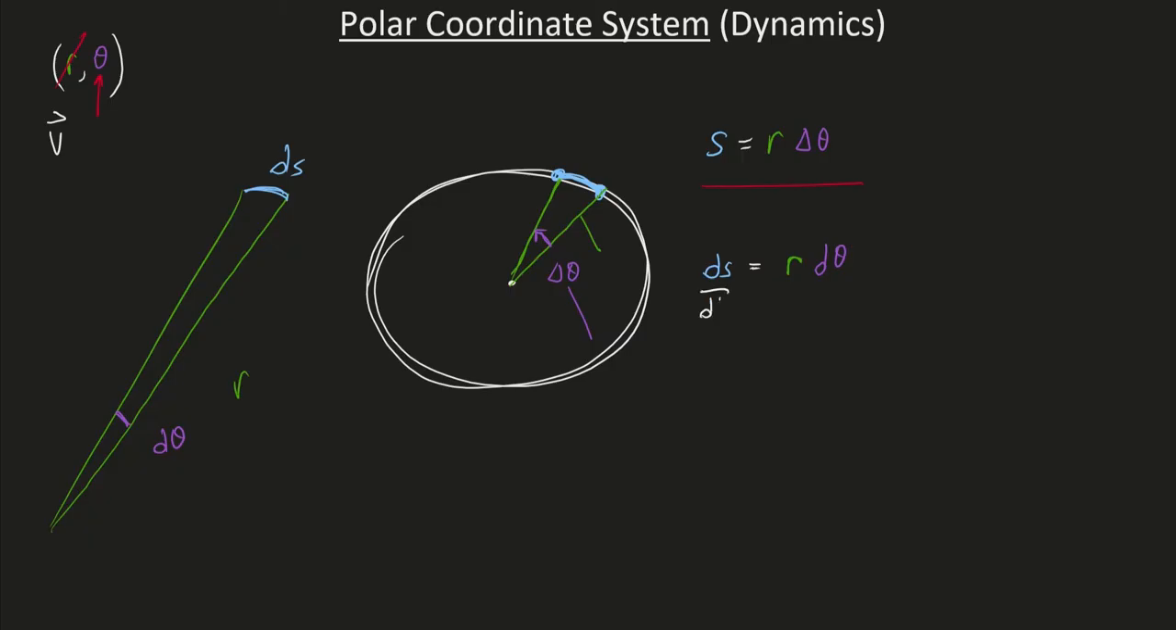If I divide this by the tiny time interval that it takes us to travel from here to there, what we get here is my velocity, my speed. So I get the speed is equal to r times my angular speed, theta dot. So what we're learning here is that we can have speed just by changing our angle theta. And the speed due to this change in theta is equal to r times the angular speed, theta dot.